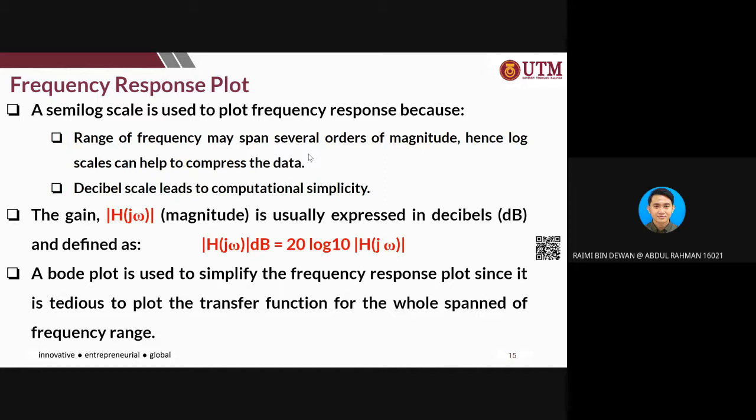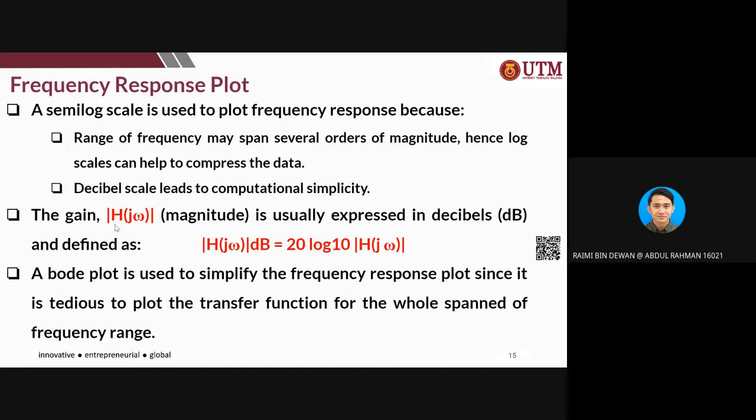But this one is normally for several orders of magnitude, where it's actually a lot. If you want to put into the graph, it's quite impossible to put in the normal graph data 1 at 50 and data 2 at 5,000. It's not possible. However, in semi-log, we can do that because we have this characteristic in semi-log scale graph, which enables us to plot data where one data to another differs in the order of magnitude, for example multiples of 10, multiples of hundreds. Decimal scale leads to computational simplicity.